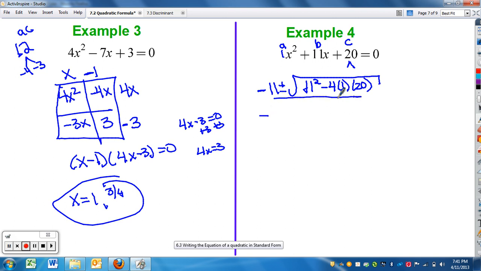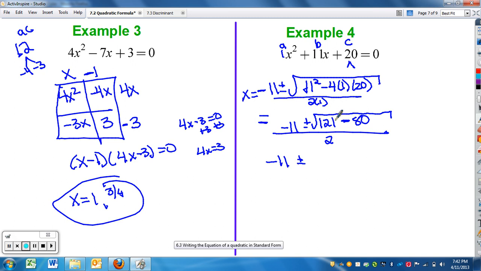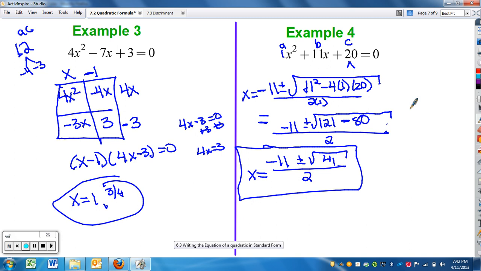That's, all divided by 2 times 1, equals, this x equals negative 11 plus or minus 121. Negative 4 times 1 times 20 is minus 80. Again, we make that 4 negative over 2. Simplifying this out, negative 11 plus or minus, this is square root of 41, all divided by 2. So x equals negative 11 plus or minus square root of 41 over 2. 41 is prime, so that does not break down. So you are done right there.